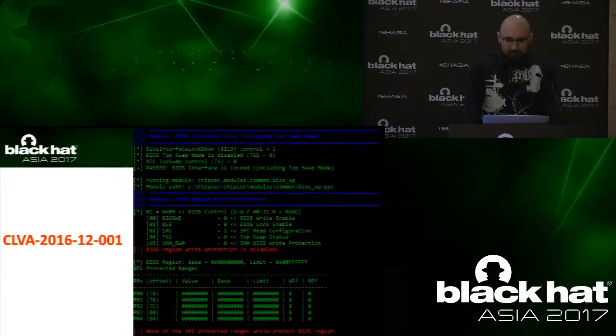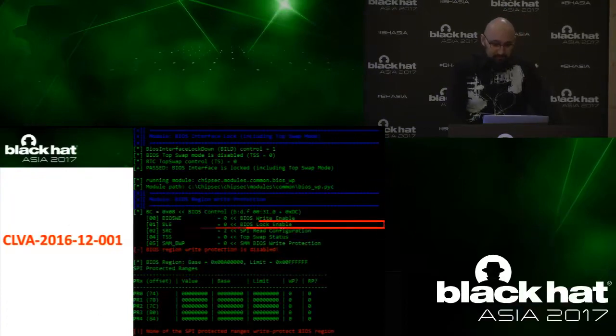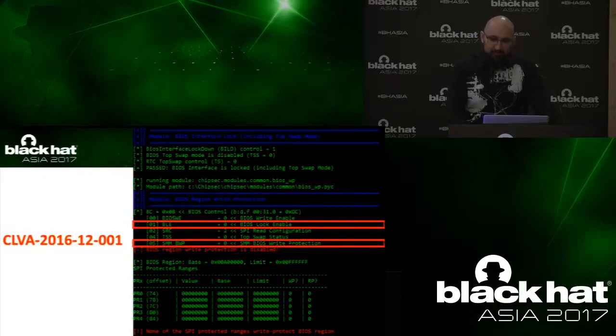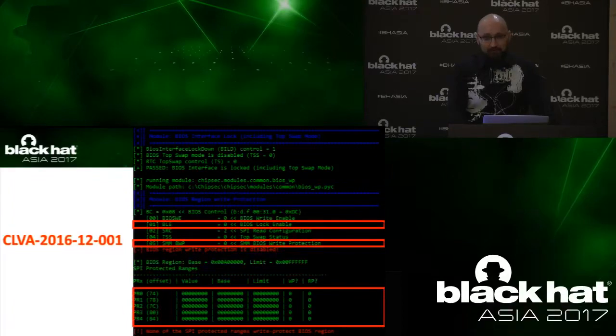Yeah, here you can see that BIOS lock is not enabled, and also the SMM BWP bit stays at 0, and no SPI flash regions are protected by PRx registers.